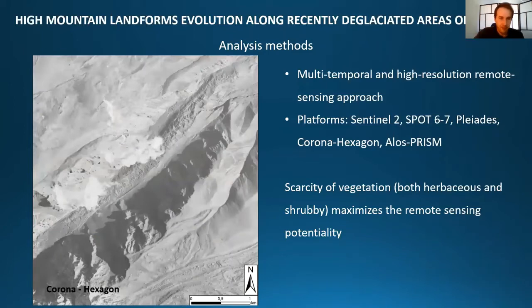And we have worked with images like this, that is Corona hexagon images, satellite data that have 58 years but are very... You have 2 minutes. I know.